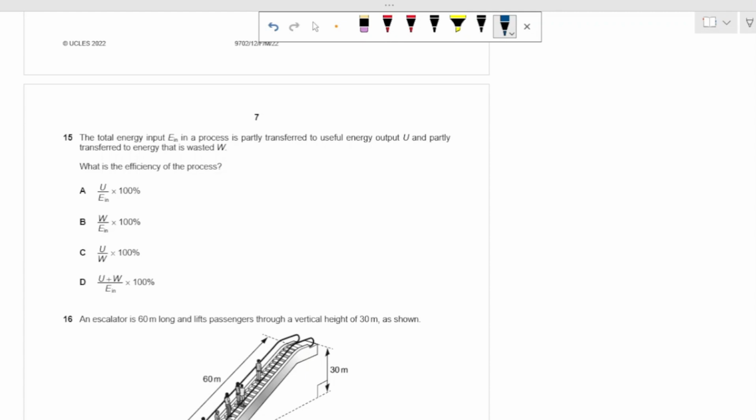Question 15. The total energy input E in is in a process partly transferred to useful energy output Q and partly transferred to energy that is wasted W. What is the efficiency of the process? All right. Efficiency is equal to the useful energy over the total energy. Total energy in this case was E input, multiplied by 100. That's the percentage efficiency. So option A obviously is correct.